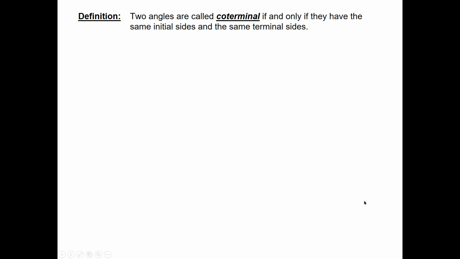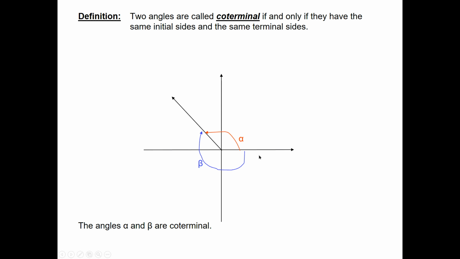Two angles are called coterminal if and only if they have the same initial sides and the same terminal sides. Now, it sounds like they're the same angle, but not necessarily. So here alpha went positive, beta went negative. They're coterminal.